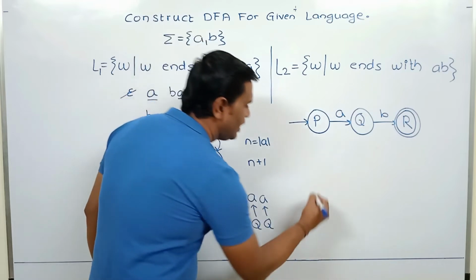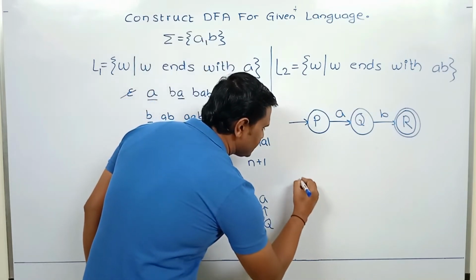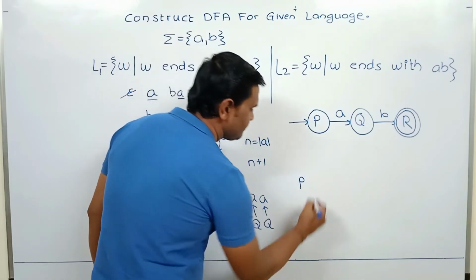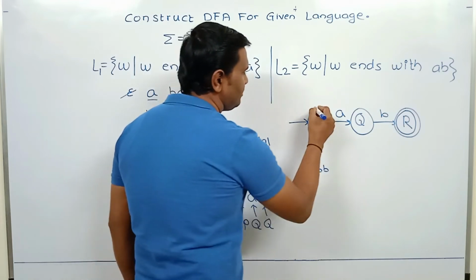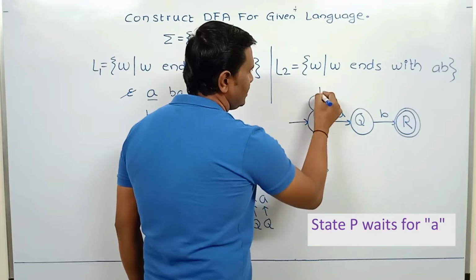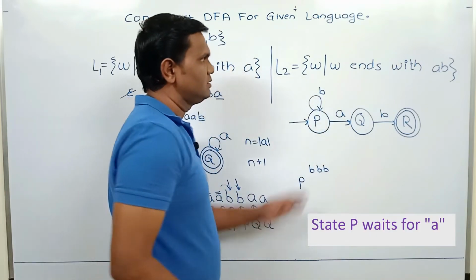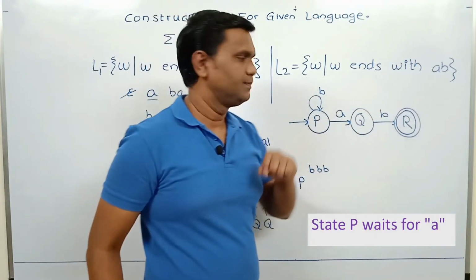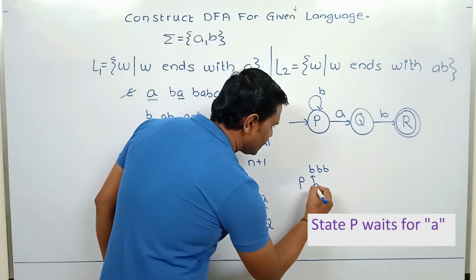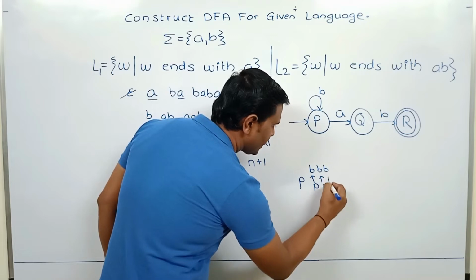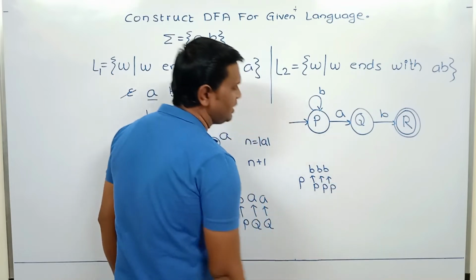Now here also the processing starts in state P. As long as B's are coming, we remain in state P. As long as B's are coming, the string cannot end with AB. Now if we find A, so here we are in P, and for this B also we remain in P.